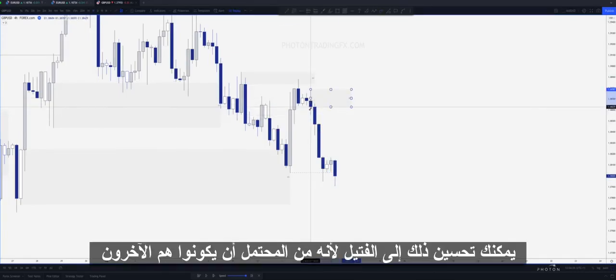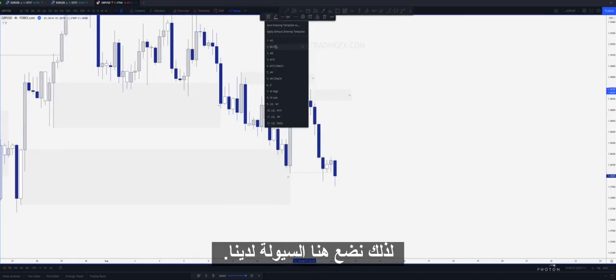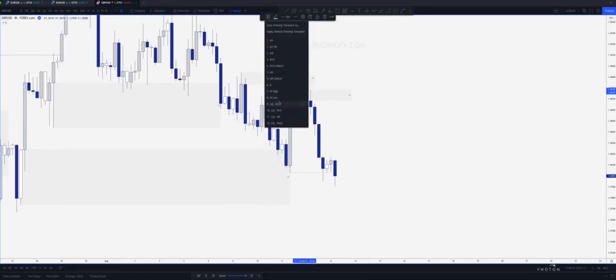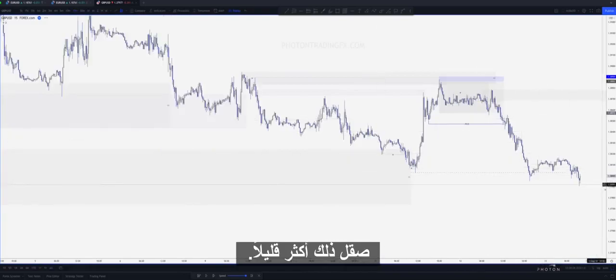So what can you do? You can refine that to the wick, because it's likely there'll be the buy before the sell. So we put in here that 4-hour liquidity. There we go. That's the wrong one. No, I think it was the right one. Anyway, let's jump down to the 15-minute time frame and see if we can refine that a bit more.